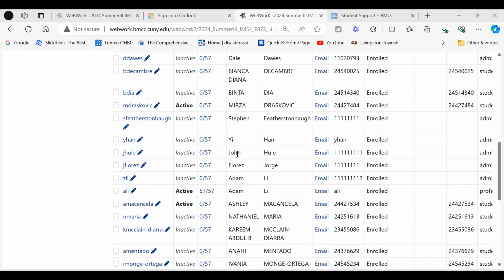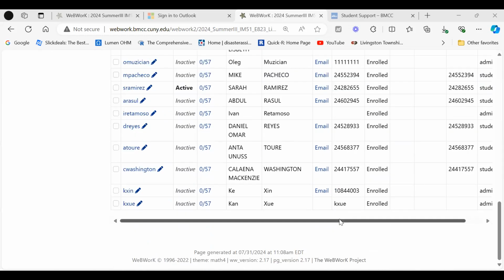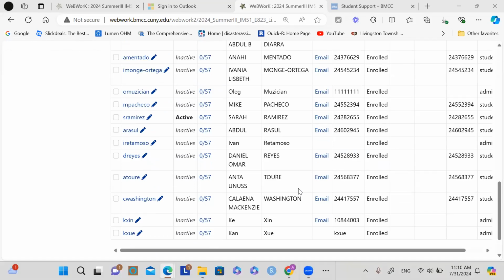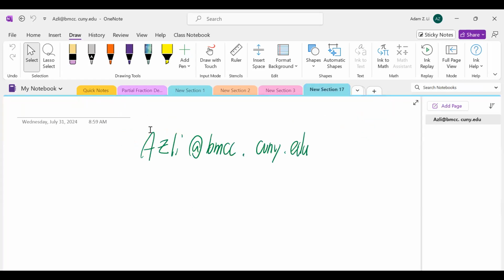I have an issue. It's not letting me log in. Yeah, me too. Can you confirm your email? Yes, it will be AZLI. No problem. I tried that. It'll be this one, AZLI at bmcc.cuny.edu. Let me type it in.